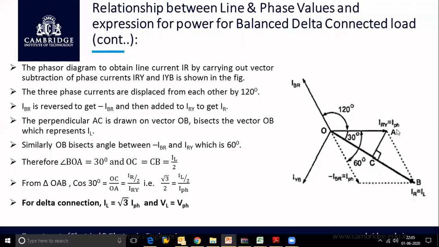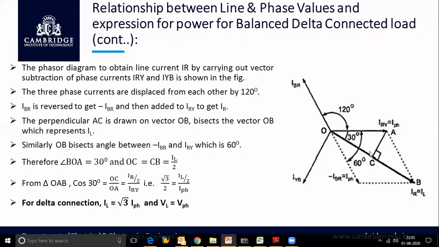We call this OA. The phase current is represented as OA and the line current is represented as OB. From point A, draw a perpendicular bisector on OB which touches OB at point C. Perpendicular bisector in the sense it cuts the vector OB into two equal parts. That means OC is equal to CB.